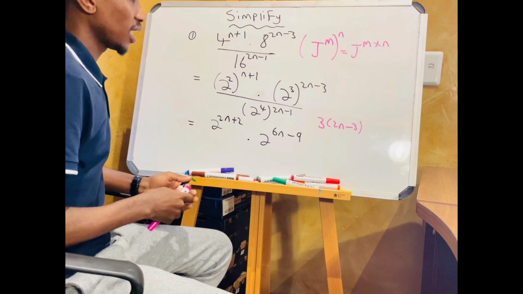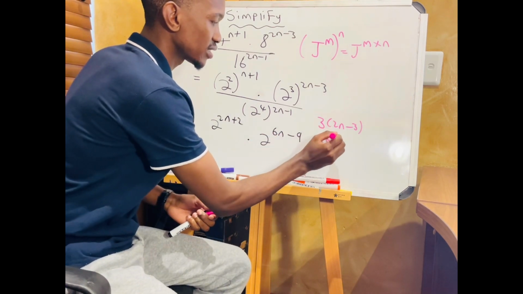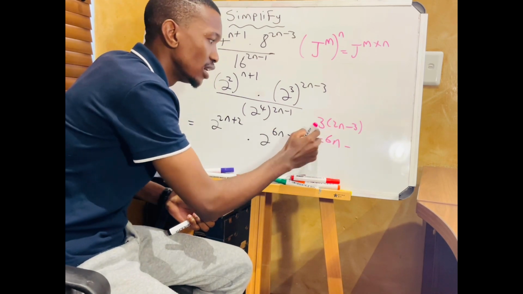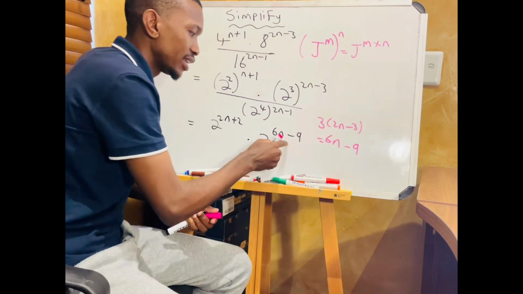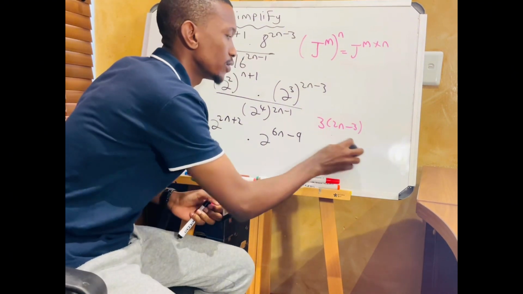Okay, so now let's see. 3 times 2 is going to give us 6n. Remember, positive times negative is negative. So 3 times 3 is going to give you 9. That's how I got it. I hope that was very helpful for you guys.